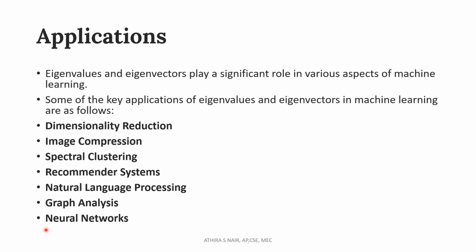In summary, eigenvalues and eigenvectors have diverse applications in machine learning, ranging from dimensionality reduction and clustering to image compression and graph analysis. They enable efficient data representation, feature extraction, and structure discovery, making them powerful tools for understanding and processing complex data in various machine learning tasks.